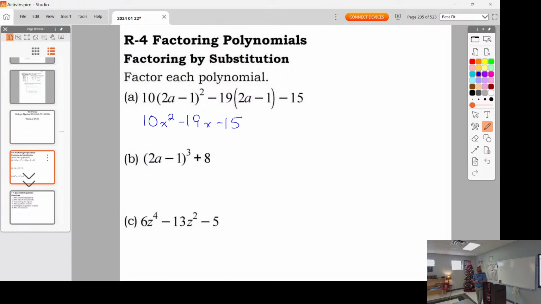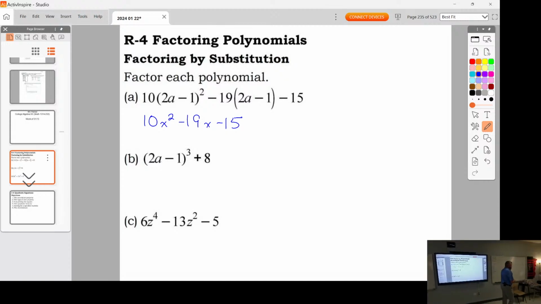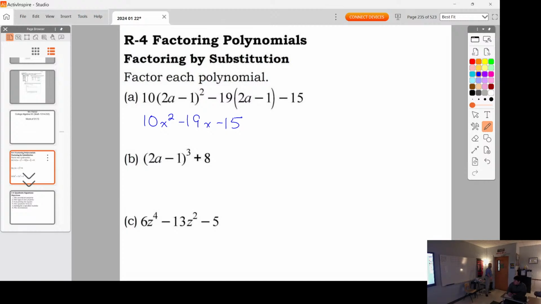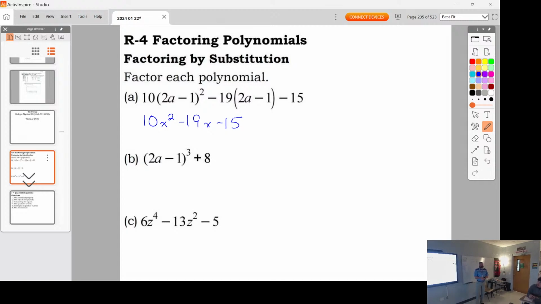What did I do to rewrite it? Going from what they gave me to what I wrote down. Okay, and what did I do with the 2a minus 1? No, I didn't distribute anything. What did I replace it with? I replaced it with x.